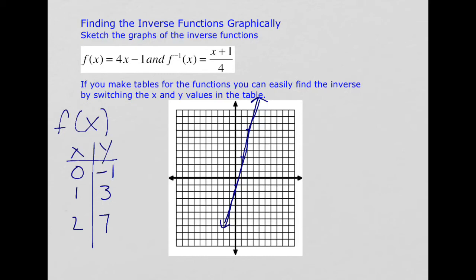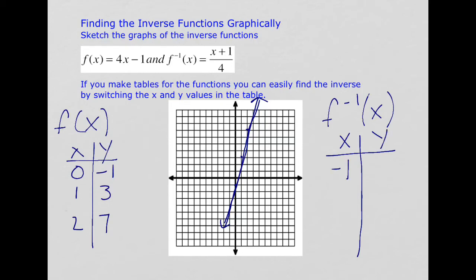Okay, now I'm going to look at f inverse of x. And I'm going to try what it says. I'm going to try the y values for my x values. So if I put in negative 1, that gives me 0. Well, that one works. And if I put in 3, I get 1. That one works. If I put in 7, I get 2. And that one works.